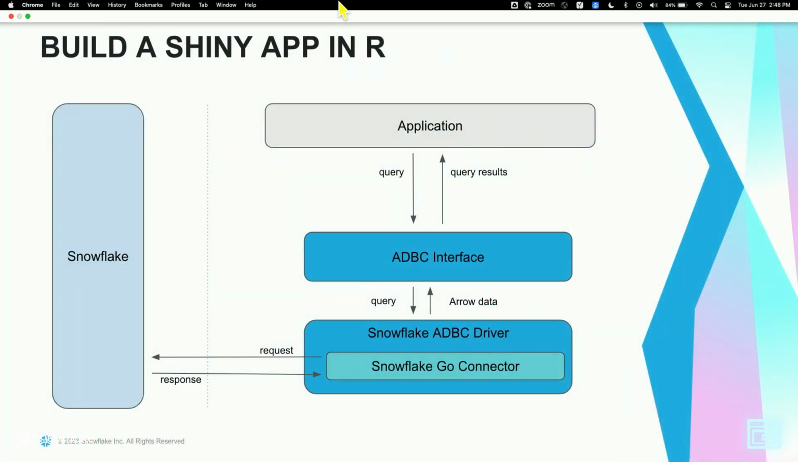let's show building an app using Shiny in R that calls Snowflake directly using that ADBC driver. And this is a highly requested feature. So you can see here the architecture. We've got our application. It's going to use the ADBC interface of the bindings, and it's going to call the Snowflake ADBC driver, which is then going to interact with Snowflake internally as a library that we distributed.